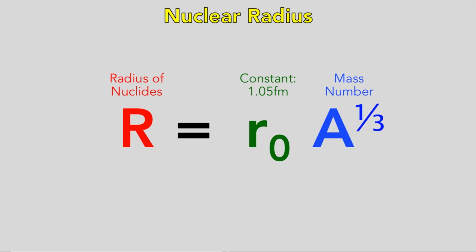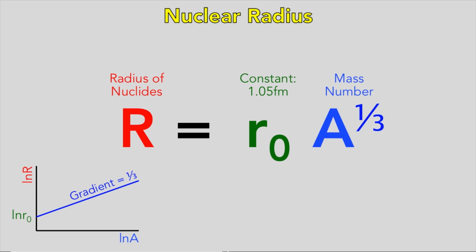increases. It's been shown that the radius of the nuclide, R, depends on the mass number, A, with R equals R naught A to the power of a third, where R naught is a constant of 1.05 femtometers. Using this, you can plot graphs of ln R against ln A, where ln R naught will be the intercept, and the gradient will be a third.